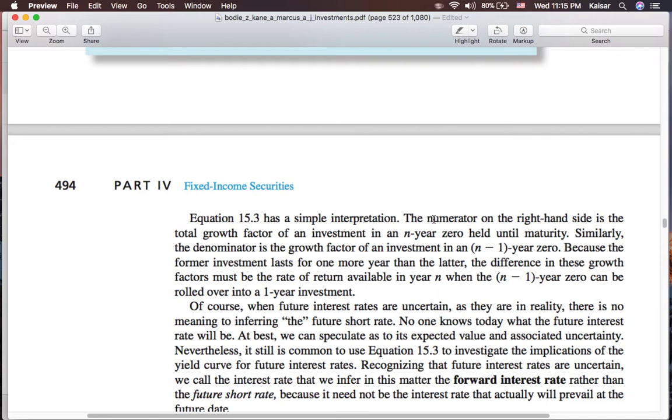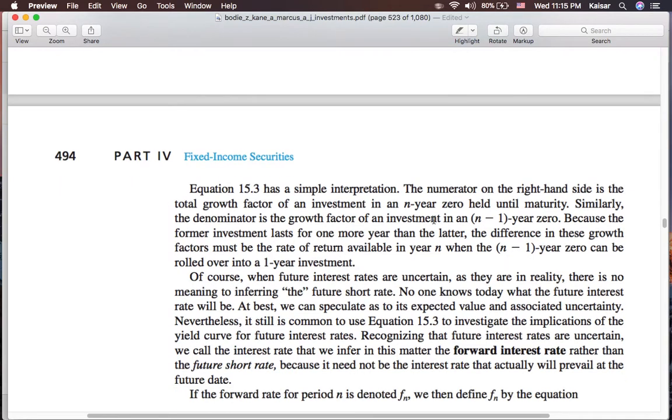Similarly, the denominator is the growth factor of an investment in an n-1 year zero. Because the former investment lasts for one more year than the latter, the difference in these growth factors must be the rate of return available in year n, when the n-1 year zero can be rolled over into a 1-year investment.